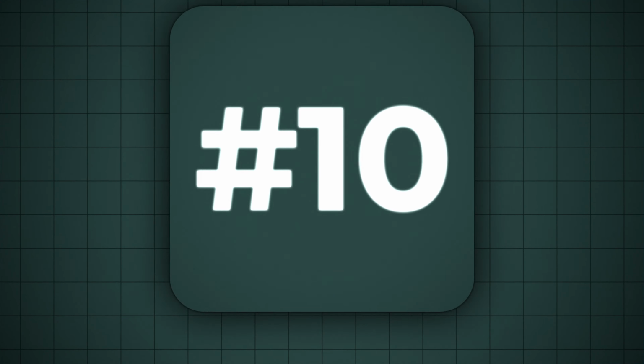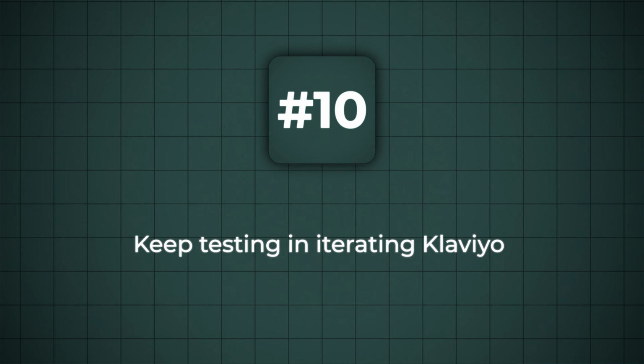And step 10 is to keep testing and iterating. Klaviyo is not a set it and forget it tool. You need to regularly test automations, subject lines, email designs, and even timing for email and SMS campaigns. For example, split test subject lines for better open rates. Next, update your welcome flow every quarter.